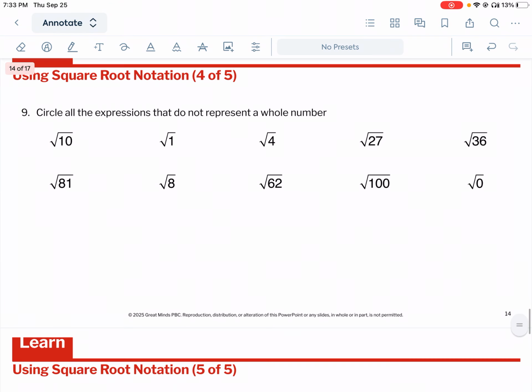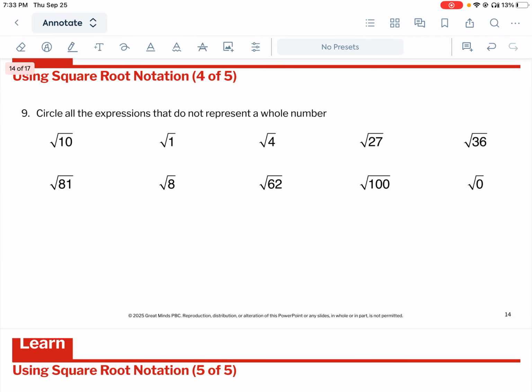Here, in number 9, it says to circle all the expressions that do not represent a whole number. The easiest way to do that is just to plug these values into a calculator. If you plug these into a calculator and get a decimal, then it's not a whole number. So that is what you would circle. Now, if you do get a whole number, then don't worry about circling it.